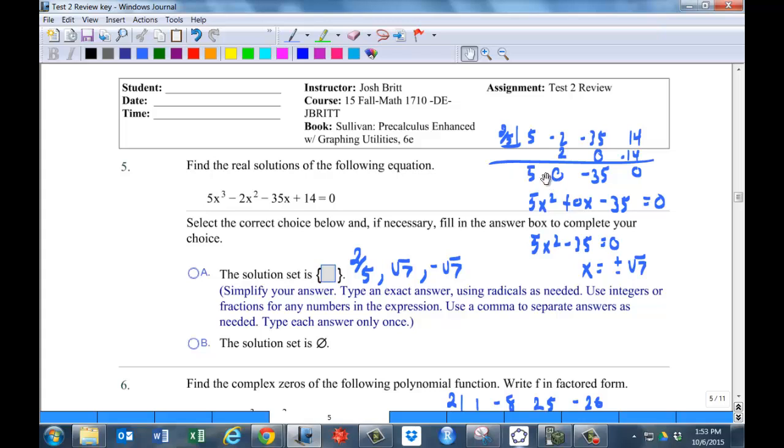And so here we get our reduced polynomial. So this will be 5 times x squared plus 0 times x minus 35. And then we can solve for x by just adding 35, dividing by 5, taking the square root. So these are the 3 solutions to this equation.